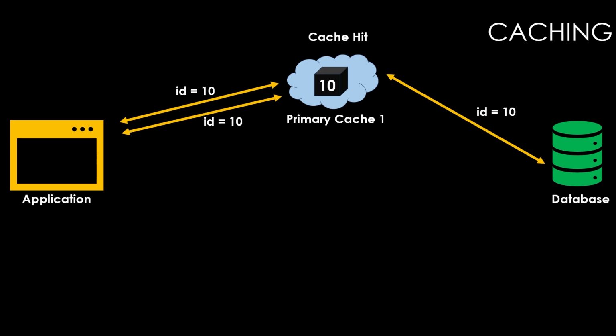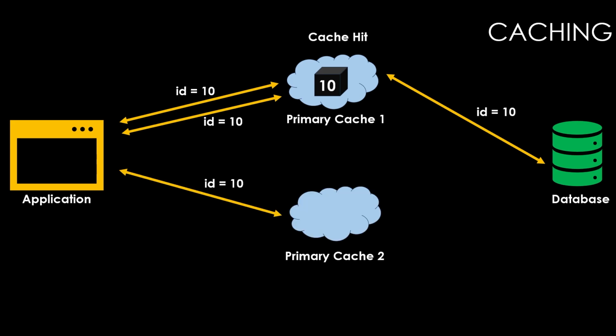So now let's say this session is over, and after this you are making a request for this ID 10 again, and this is your second session, second cache. Now this has again nothing to do with the first one.